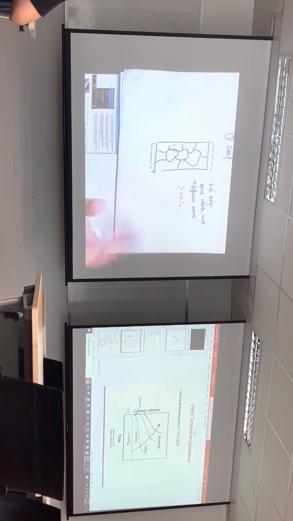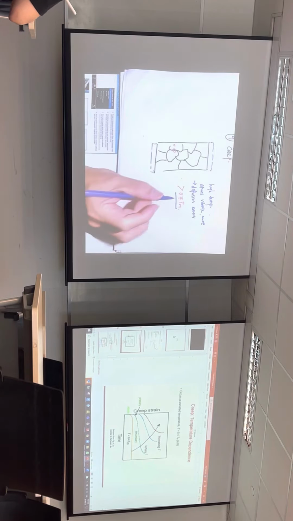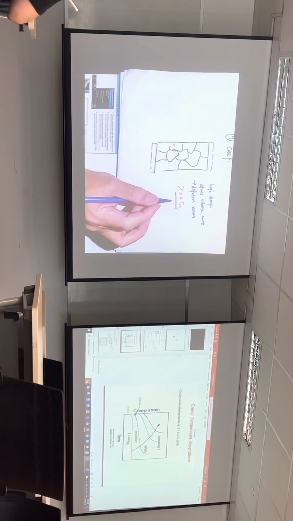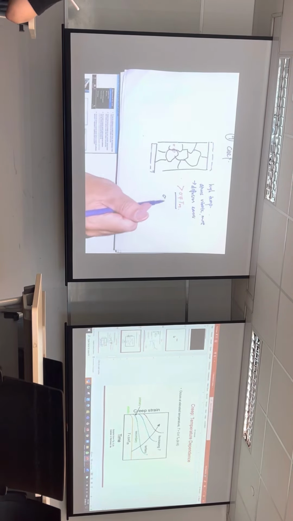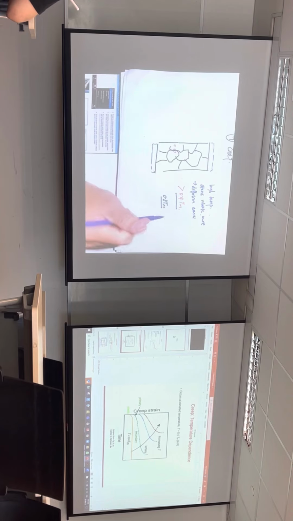Most materials will go to 0.4 of the melting point. So even a steel, which has a relatively high melting point, cannot go above 0.4 because of the creep effect. And that's why we have a superalloy, which can go up to about 0.8. I don't remember exactly.